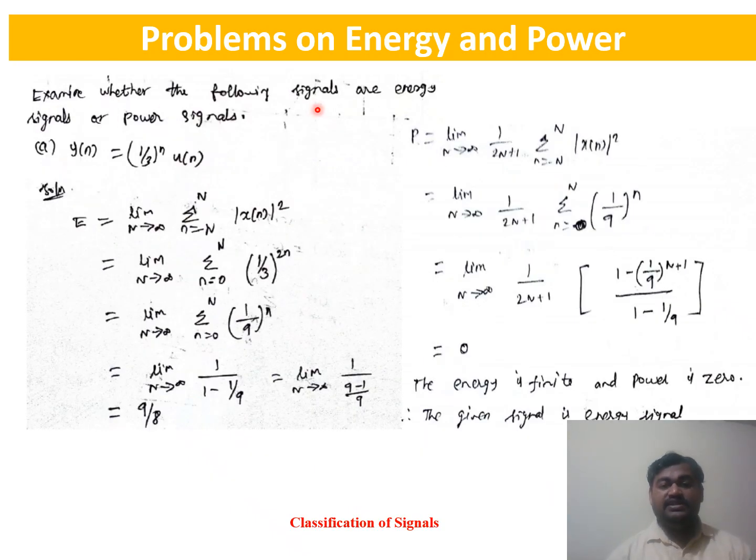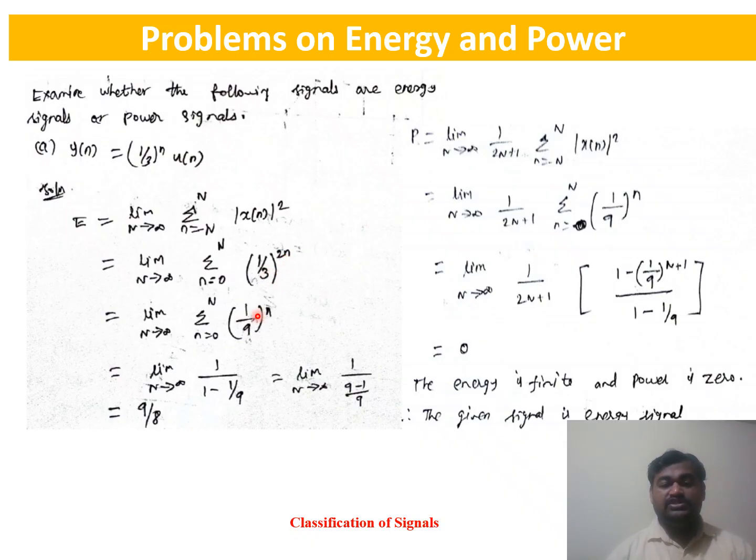Next, examine whether the following signals are energy signals or power signals. The same way, you have to calculate the energy and power. Substituting (1/3)^n u[n]. We know that u[n] is 1 for 0 to infinity. So change the limit from minus n to n into 0 to n, and substitute (1/3)^n whole square, which is (1/3)^2n.